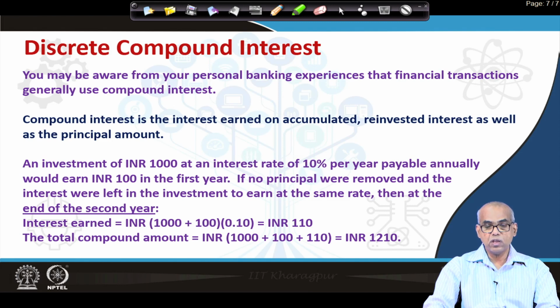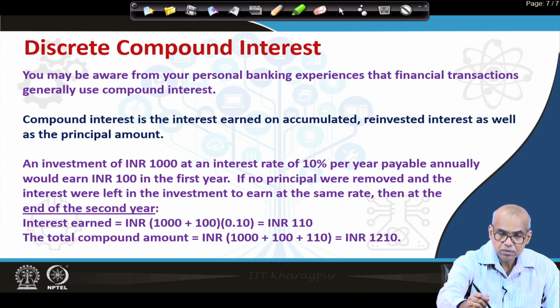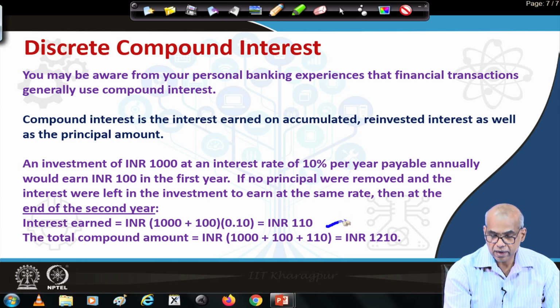An investment of rupees 1000 at an interest rate of 10% per year payable annually will earn rupees 100 in the first year. Suppose that no principal is withdrawn, and the interest that was earned in the first year is left in the investment to earn at the same rate, which is 10%. Then at the end of the second year, the interest earned will be 10% on rupees 1000 plus 100. So, that will be equal to rupees 110.